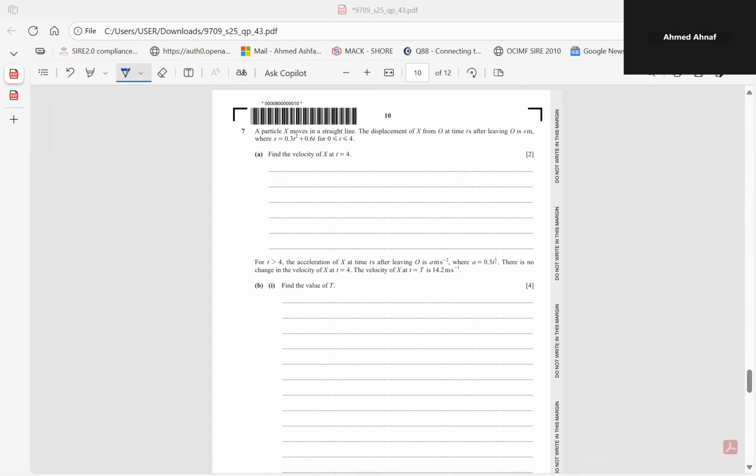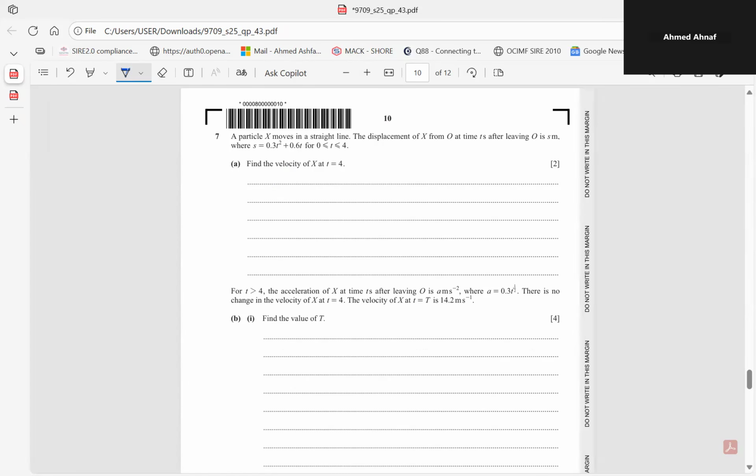Okay, so for this question, we're told that the particle x moves in a straight line. The displacement of x from O time t seconds after leaving O is s meters, where s is equals to this function in terms of t for this range of values of t from 0 to 4 inclusive. Okay, so for the first part, we have to find the velocity of x at t equals to 4.